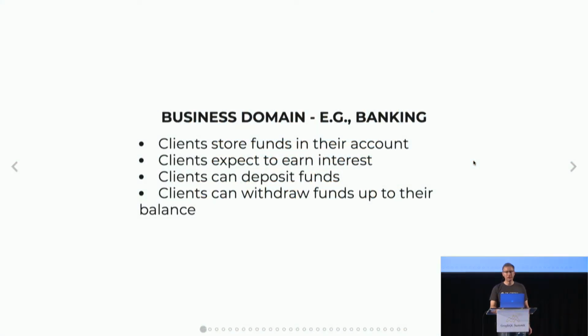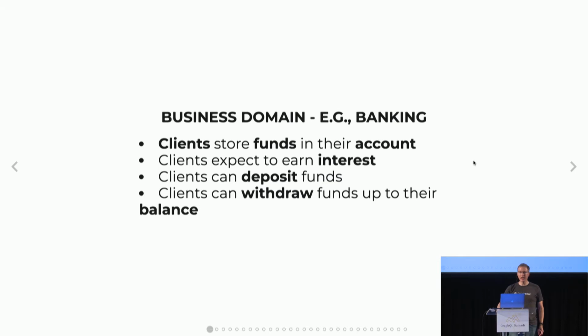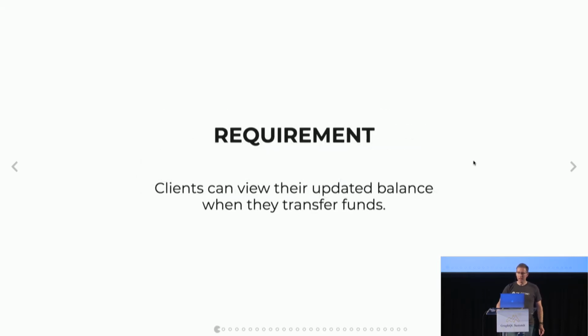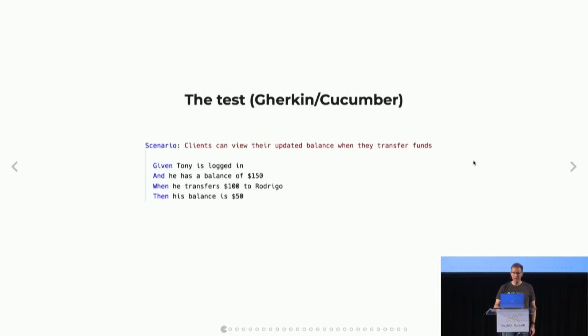Now, if you haven't encountered the term business domain before, let's look at an example. If our domain is interpersonal banking, we can make some statements about our business regarding accounts, deposits, and so on. And we can extract specific terminology that describes our domain. Let's say we have a business requirement which states that clients can view their updated balance when they transfer funds. Very simple. Using that, we can formulate our testing scenarios.